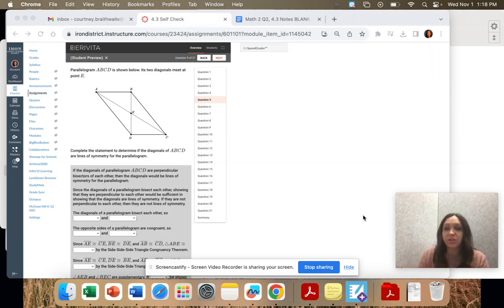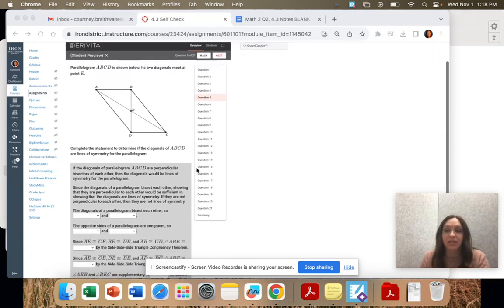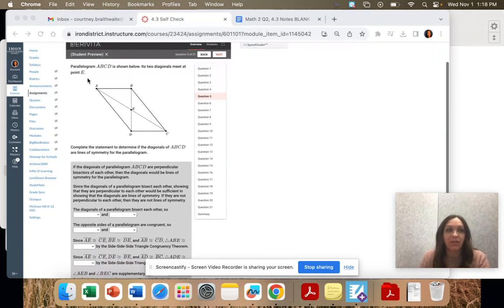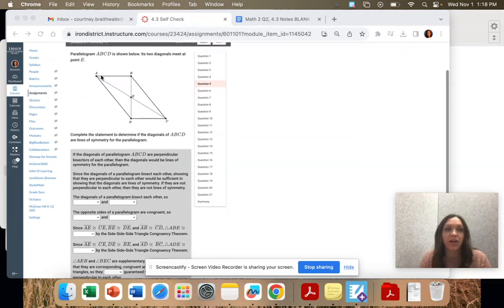All right, so question 5, we are completing a proof. It's a lot of reading, but it's not that bad. It just looks like a long one. So parallelogram ABCD, and then we have point E, and then there's all these statements we need to complete. So complete the statement to determine if the diagonals of ABCD are lines of symmetry. So the diagonals are these lines that go from corner to corner.